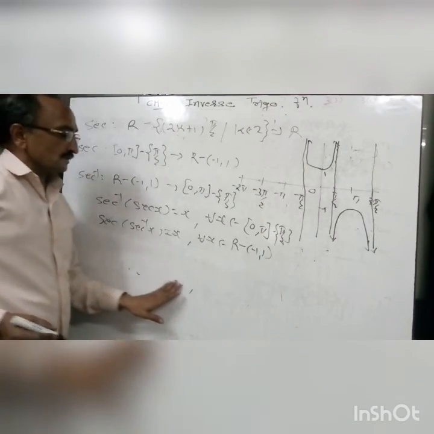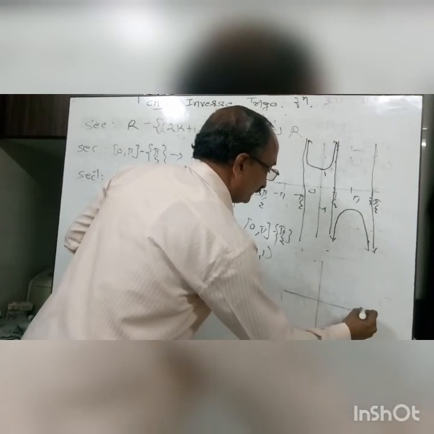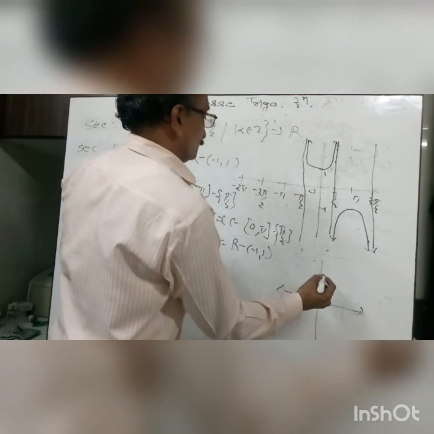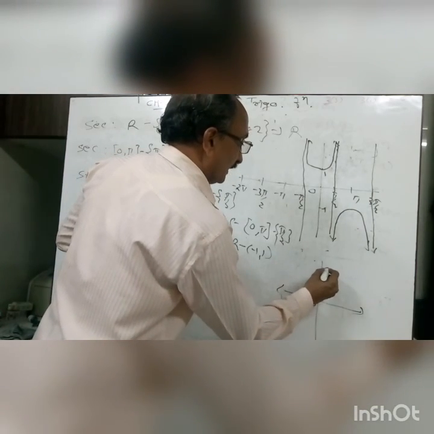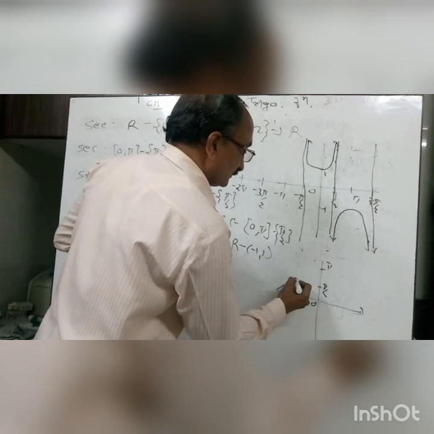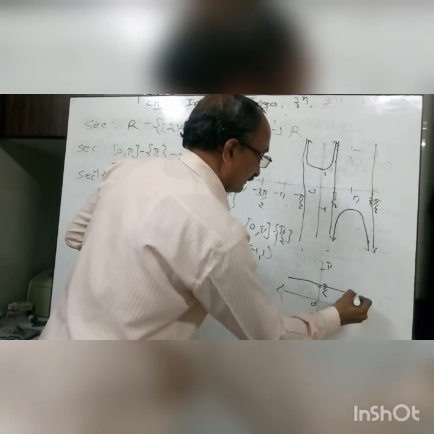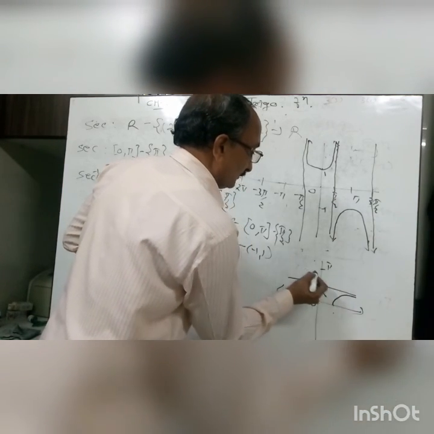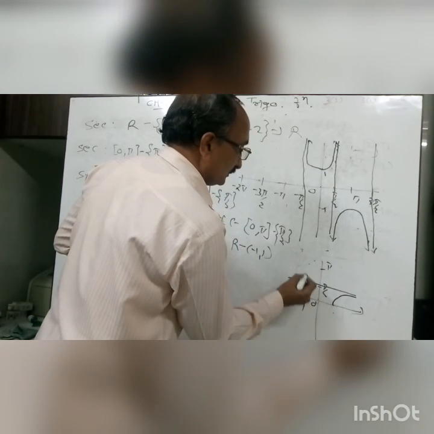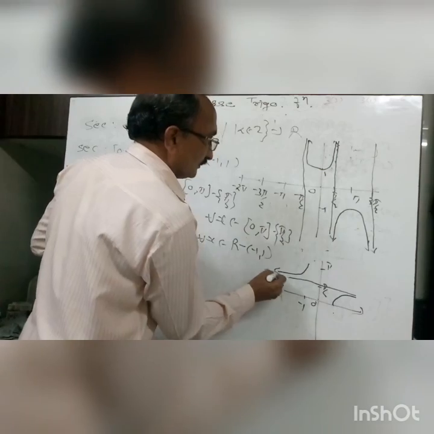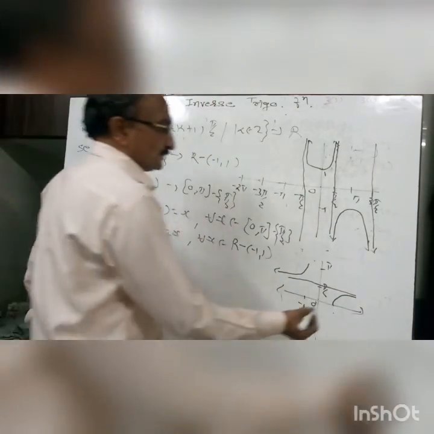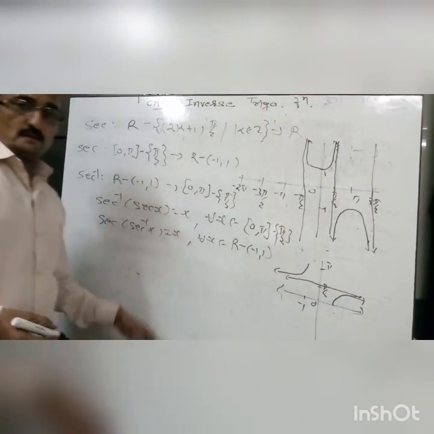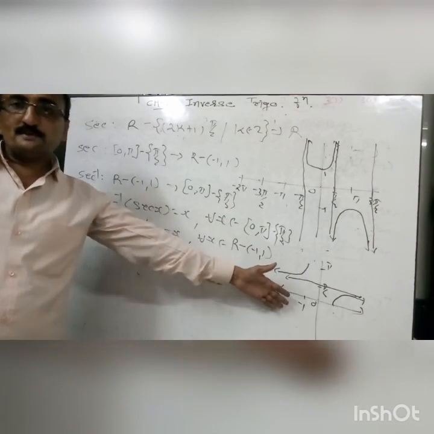Now here we discuss the graph of the sec inverse function. Here 0, pi by 2, pi. So remember this graph. At 1, so this type of graph we get, here minus 1. So for the graph of the sec inverse function we get this type of graph. Remember these important notes and the graph of the sec inverse function.